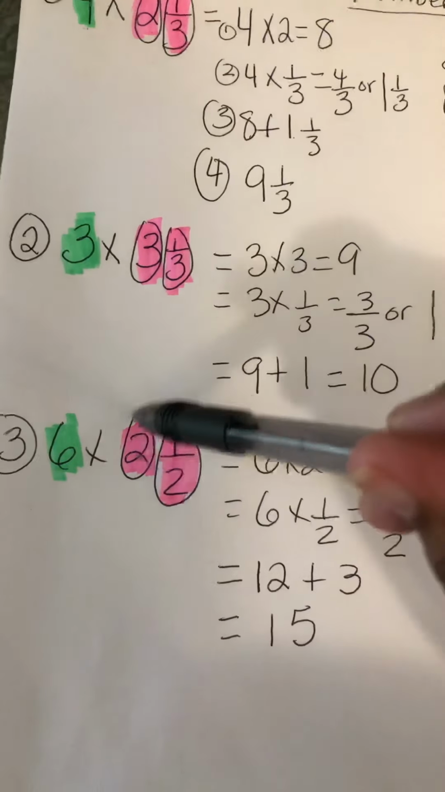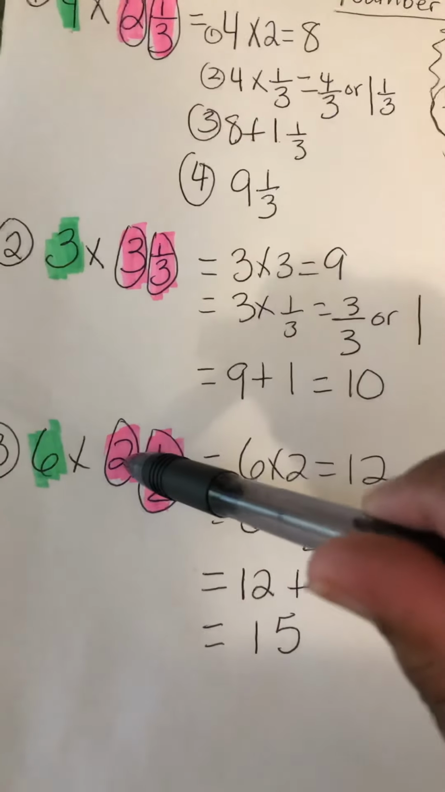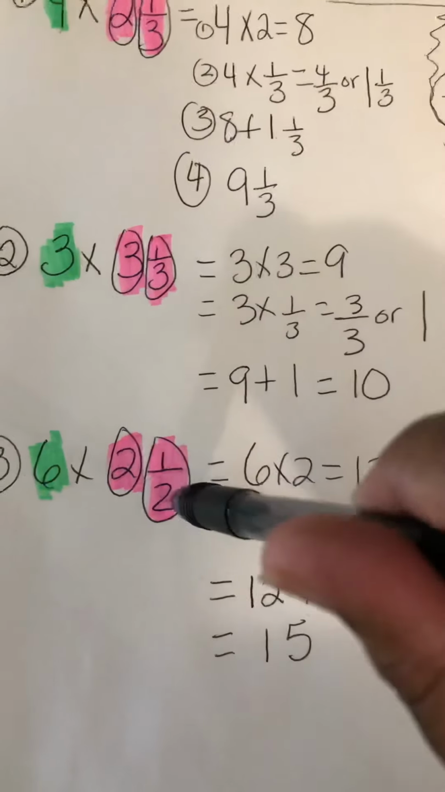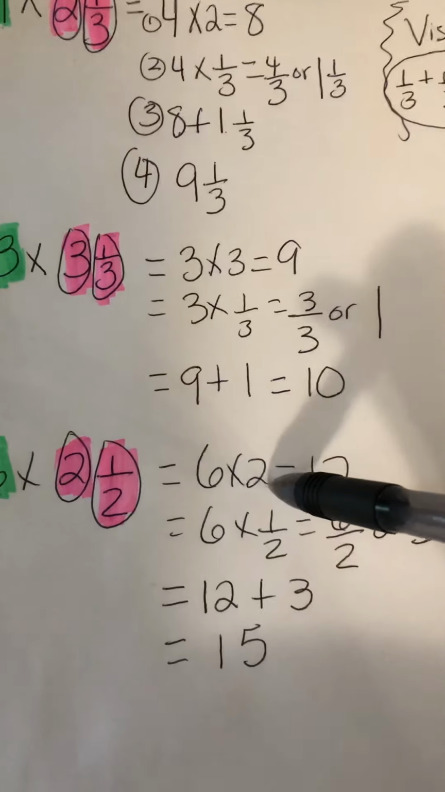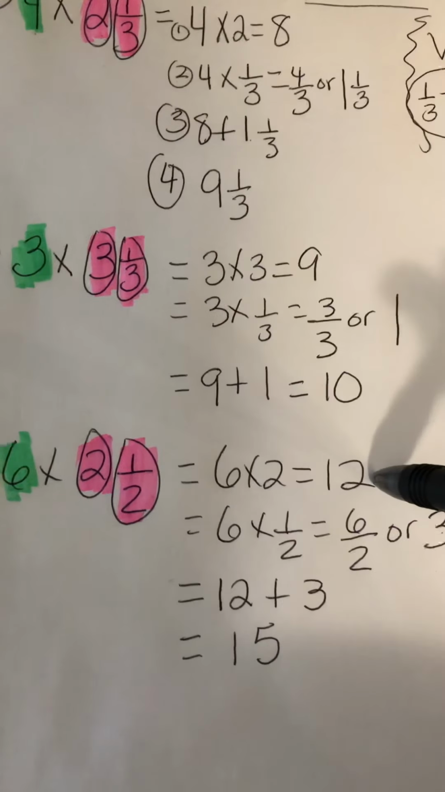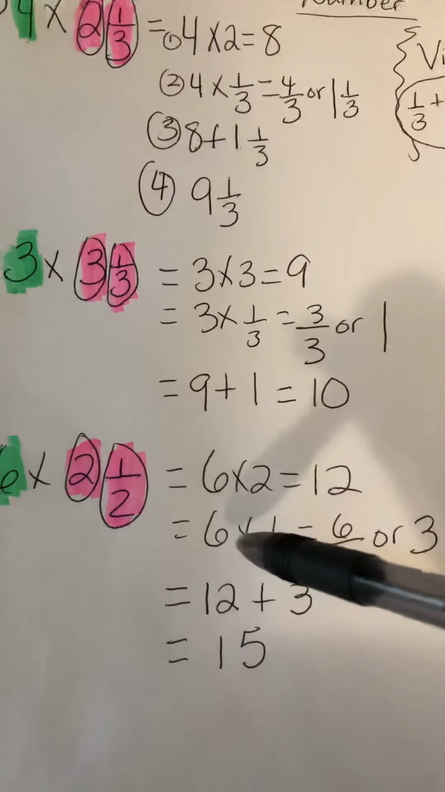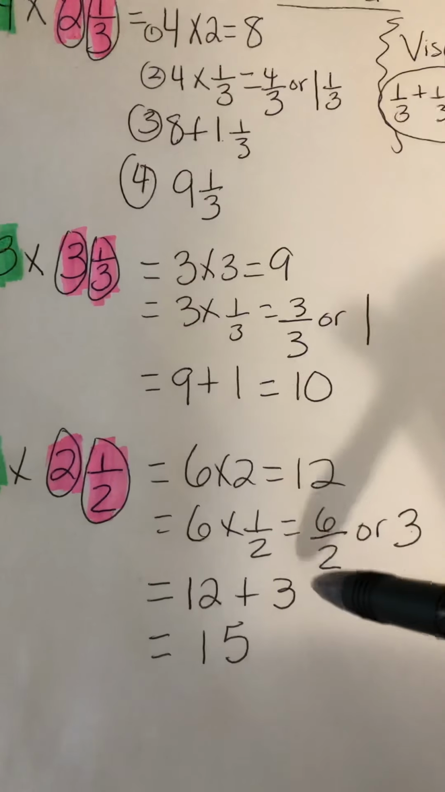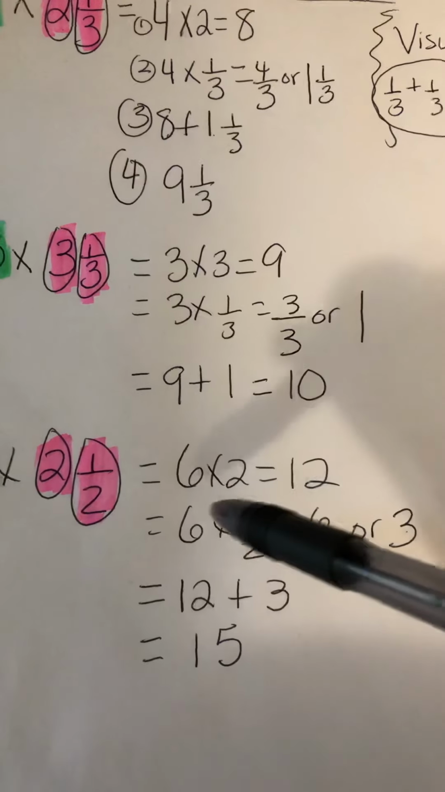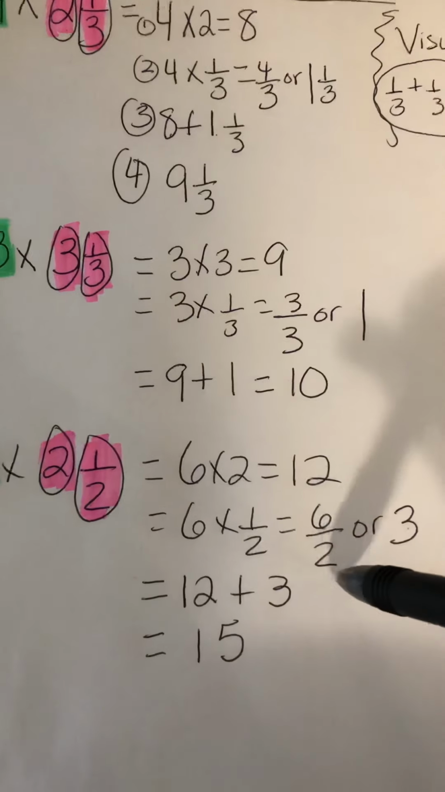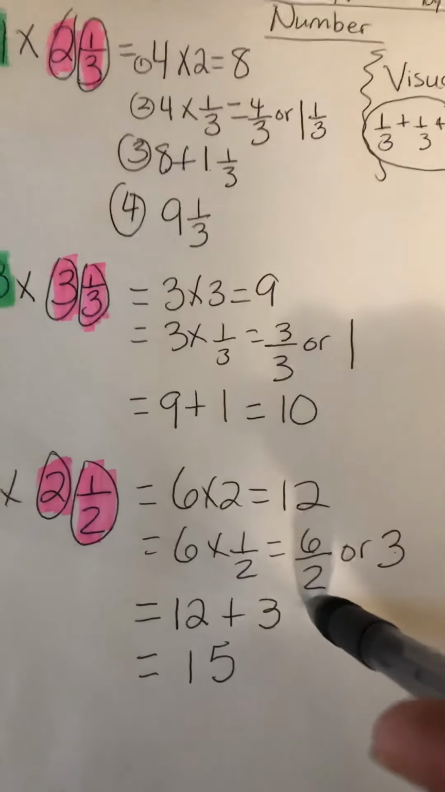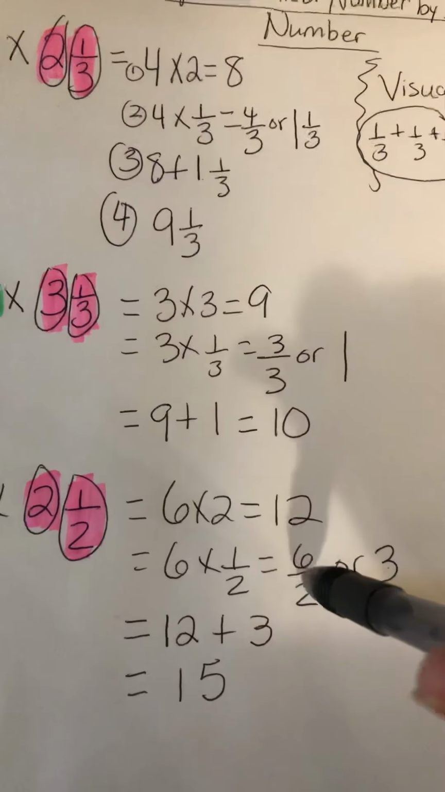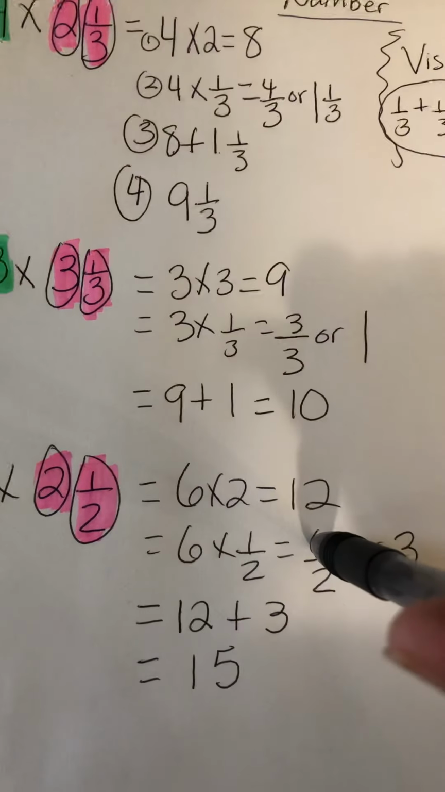Number 3, 6 times 2 and 1/2. Again, I've highlighted it pink because I'm breaking it up into 2 parts, a whole number and a fraction. I'm going to multiply them by 6. 6 times 2 equals 12. 6 times 1/2 equals 6/2. A times B over C. 6 times 1 equals 6 over 2. Here I have an improper fraction, but just our luck, 2 can be divided evenly into 6.